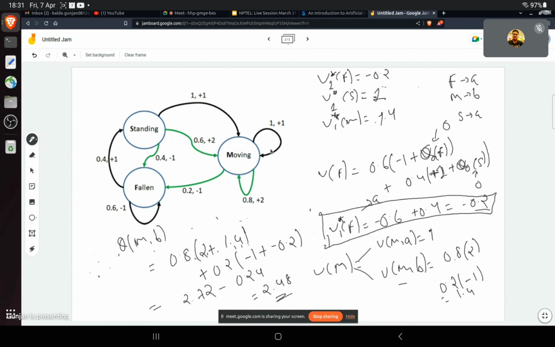So for QM comma B, with 0.8 you stay at moving and you get a reward of 2. So it is 0.8 times (2 plus V1 of M), and V1 of M is 1.4. And with 0.2, you go to fallen and you get a reward of minus 1, and the value of fallen is minus 0.2. So it is 2.72 minus 0.24, which is 2.48.